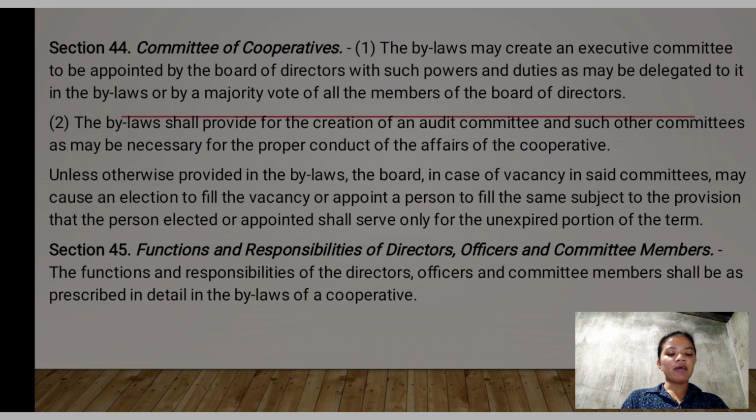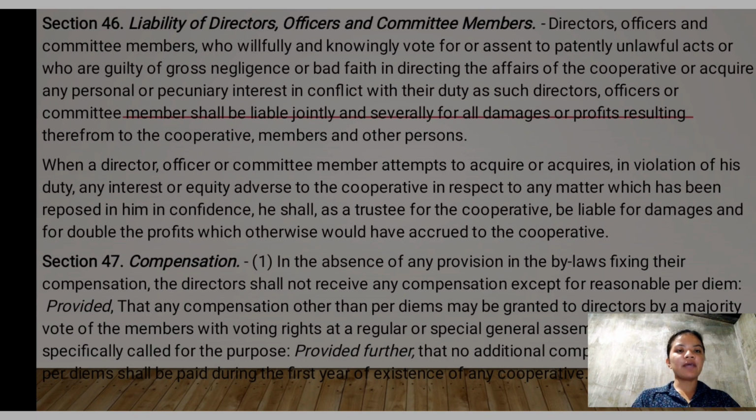Section 45, Functions and responsibility of directors, officers, and committee members. The functions and responsibilities of the directors, officers, and committee members shall be as prescribed in detail in the bylaws of a cooperative. Section 46, Liability of directors, officers, and committee members.